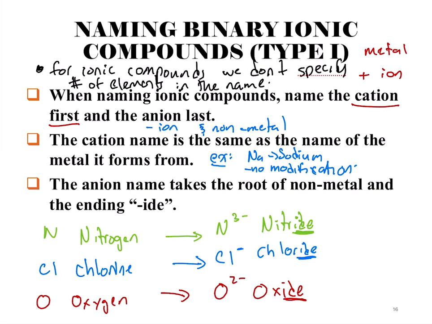And we'll find that once we get to covalent compounds on Wednesday that we do specify the number in the name. And the reason for that is why do you guys think we don't have to specify the number of elements in the name here? How do we know how many of each ion to have?